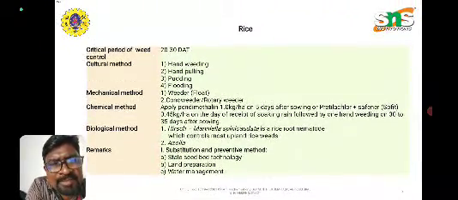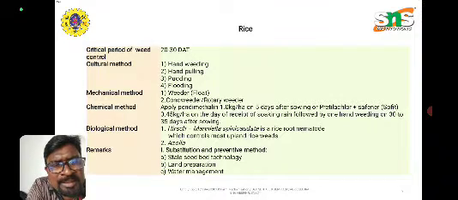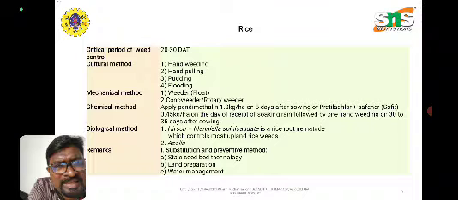For rice, the critical period of weed control is around 20 to 30 days, and the cultural methods are hoe weeding, hand pulling, puddling, as well as flooding. These are the methods by which it can be controlled. As for the mechanical methods, a float type weeder, a cone weeder, as well as a rotary weeder are used.